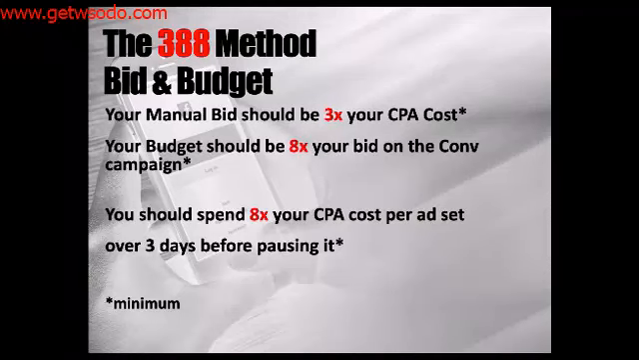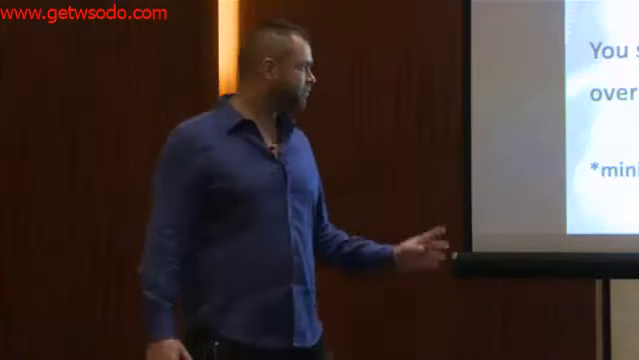And then you should spend basically like 8 times whatever your normal cost per sale is on each ad set over 3 days before you pause it. So if your sales cost like 20 bucks, you should be spending at like $60 a day roughly for 3 days. So a total of about 180 bucks on an ad set before you pause it. That's minimum. I would recommend higher than that. That's just if you want to cut stuff early, which I don't recommend, but it does work. Any questions on this before we continue?